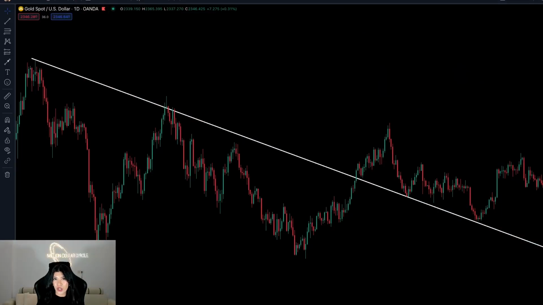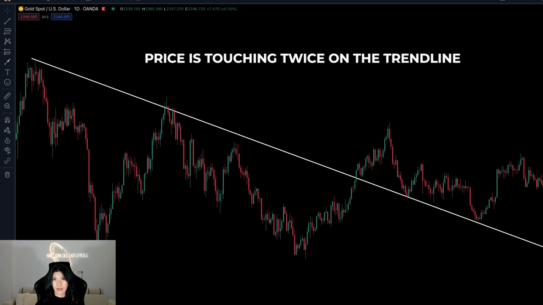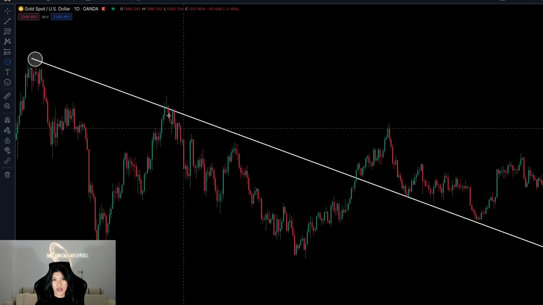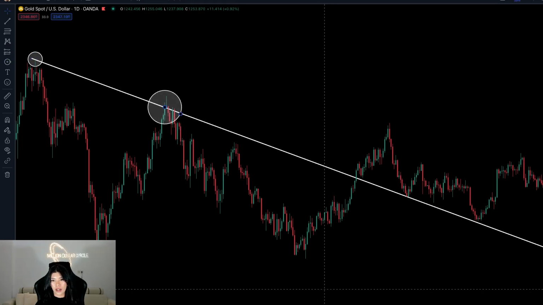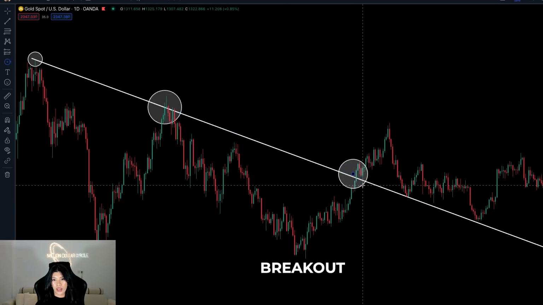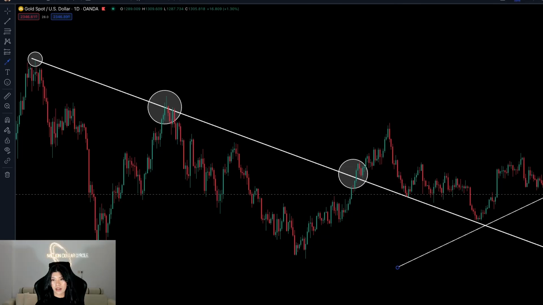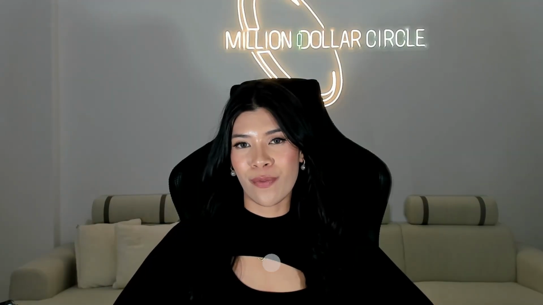So now let's take a look at the example that we have right here. As you can see here, price is touching twice on the trendline, the first one and the second one, okay? And then price managed to do a breakout over here and push towards the upside. That's the end of our topic for today, traders.